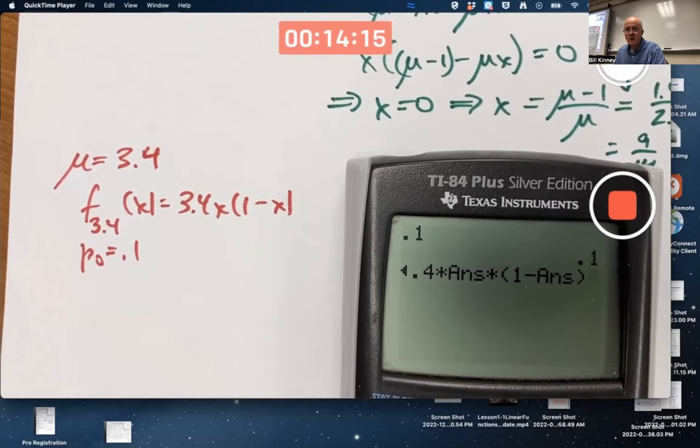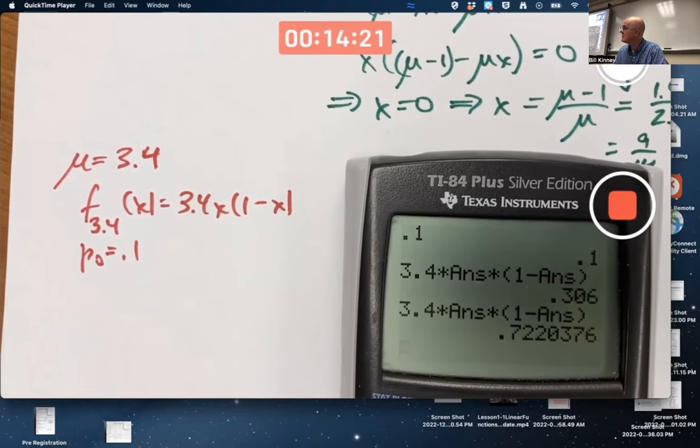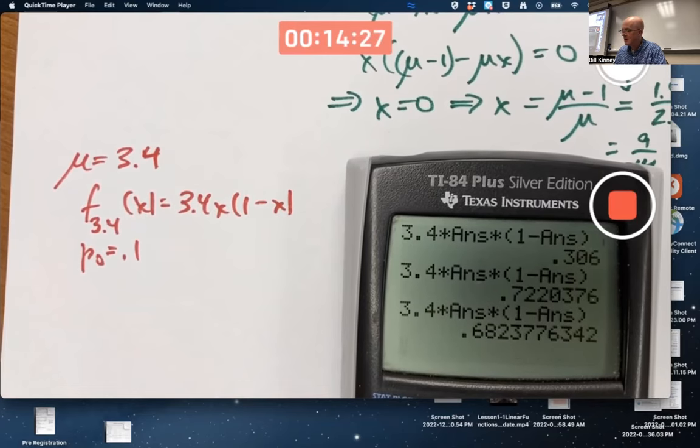P0 is 0.1, P1 is 0.306. P2 is 0.722. P3 is 0.682 approximately. Keep going. We're bouncing back and forth again. But now the numbers are not getting closer together. Look at that. They seem to at first get closer and closer together, but now they're moving away from each other. What in the world's going on?